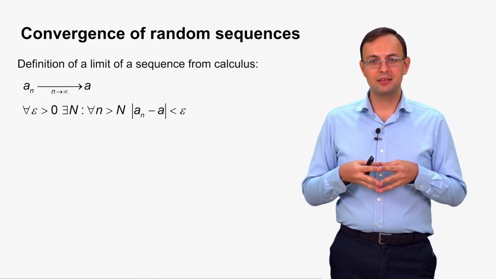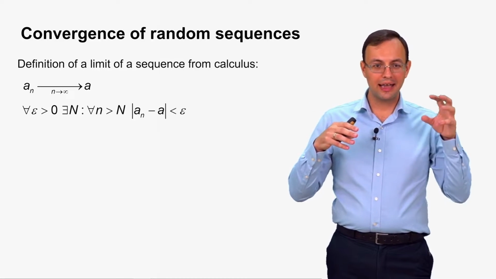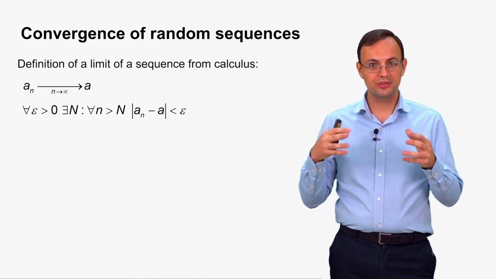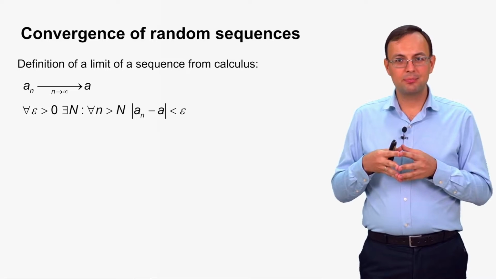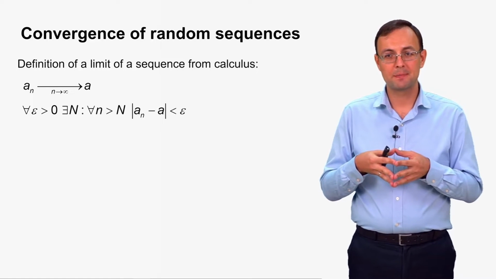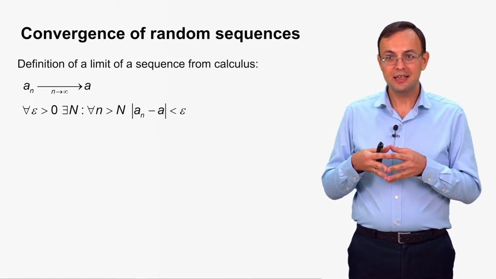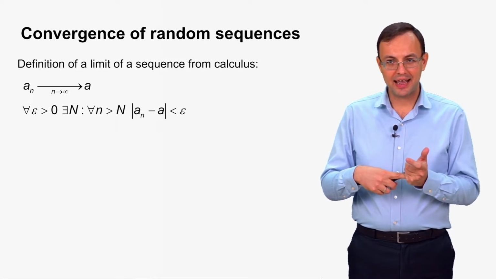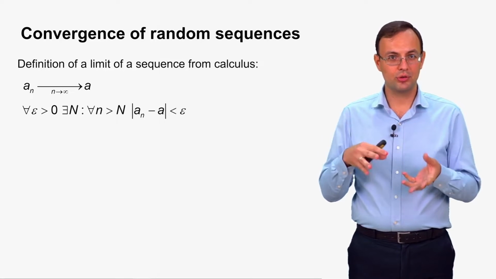Now let's say that these a_n and a, so elements of our sequence and the limit, are all random variables, not ordinary non-random numbers, but random variables. So why is it impossible to apply this definition to a random sequence? Because it is impossible to check if this inequality we see here, I mean the absolute value of a_n minus a is less than epsilon, is true or not.